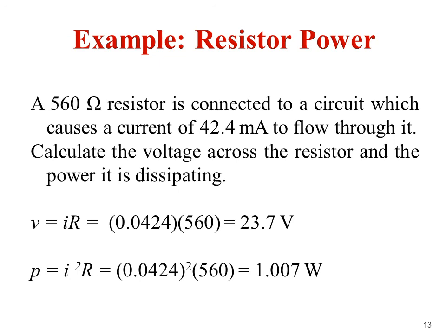Now the next thing is we need to calculate the power, P equal to I square R. The current is 0.0424 whole square into the resistance of 560 ohms. If you multiply these together, we get the power as 1.007 watts. This is how we can calculate the voltage as well as power in this resistor.